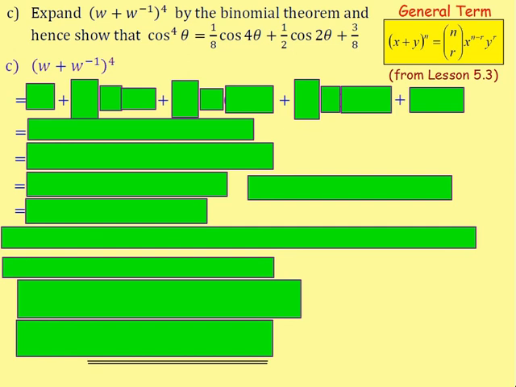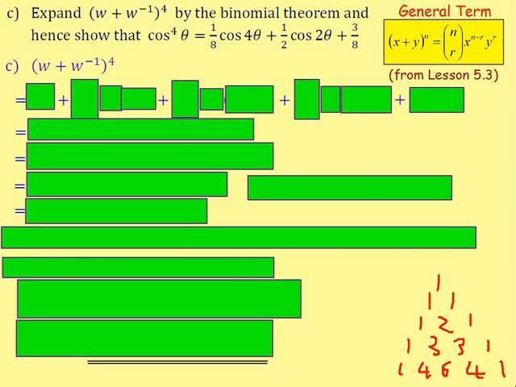Part C: expand w plus w to the power of negative 1, all to the power of 4, by the binomial theorem, and hence show that cos theta to the power of 4 equals an eighth cos 4 theta plus a half cos 2 theta plus 3/8. So using the binomial theorem, because it's to the power of 4, using your Pascal's triangle, you'll have 1, 1, 1, 1, 2, 1, 1, 3, 3, 1, and then 1, 4, 6, 4, 1.